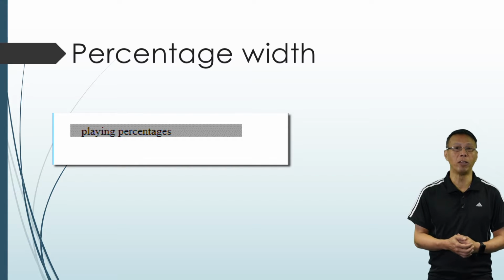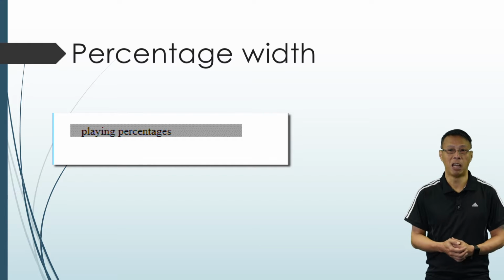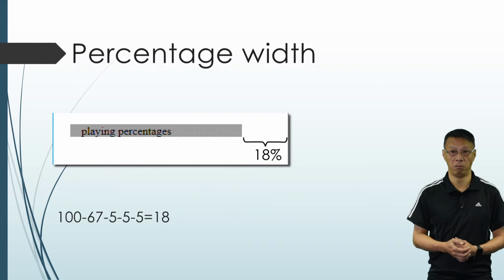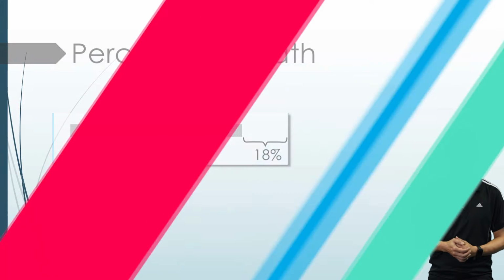So what is left for margin right? Very simple calculation here. 100 minus 67 minus 5, 5, and 5. So the right margin will have 18% relative to the window. So this is a relative length definition method also.